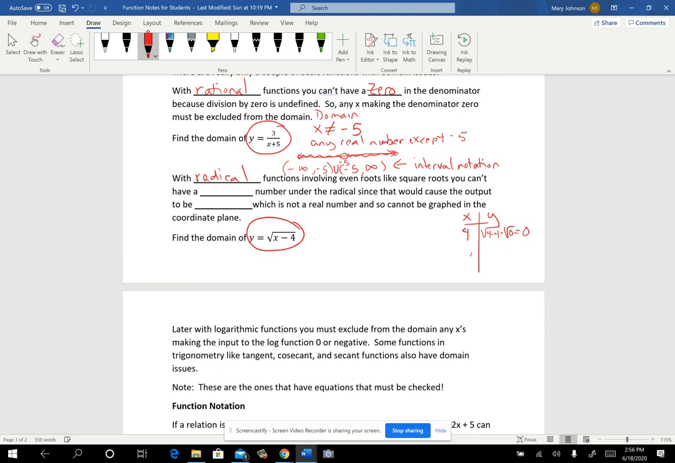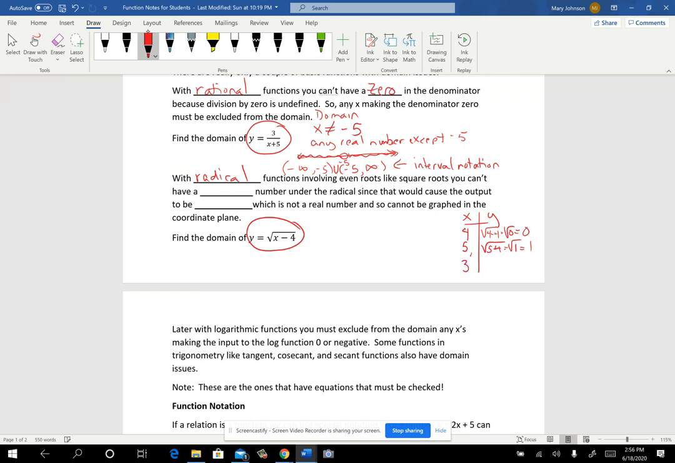Okay, and if I pick a 5, it works just fine. I get the square root of 5 minus 4, which is the square root of 1, and that would be 1. I get a real number. So I'm putting a real number in and I'm getting a real number out. And 6, 7, 8 would work in a similar way.